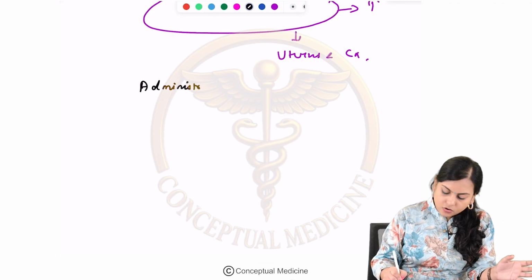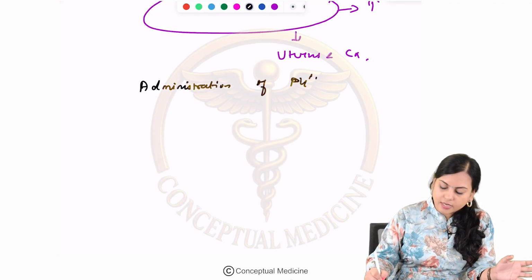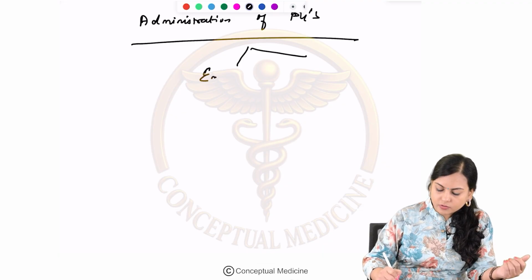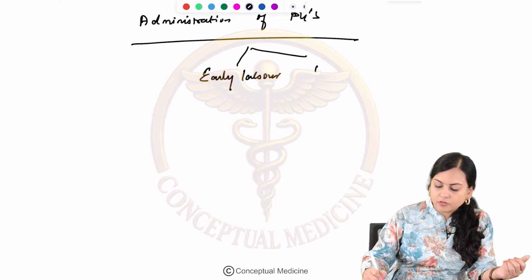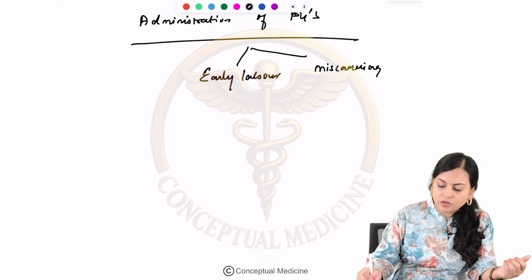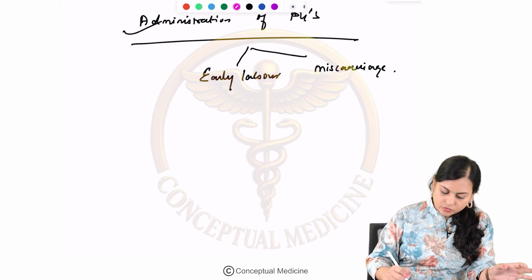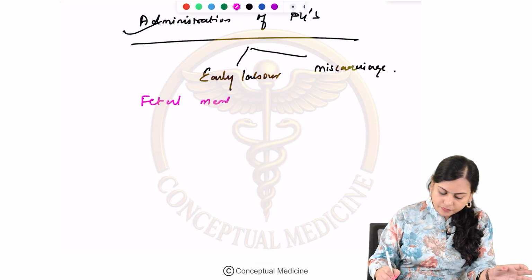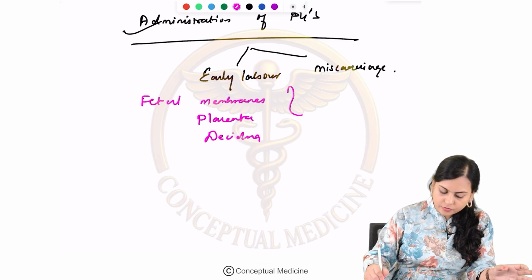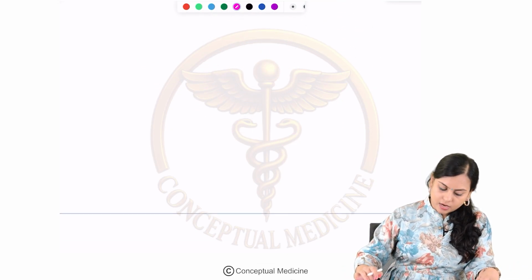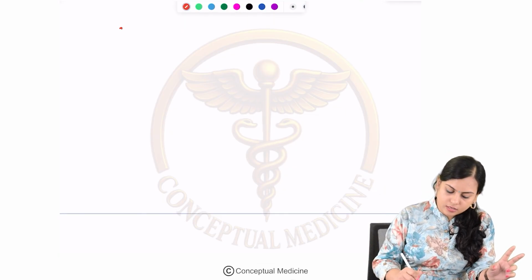Okay. So, administration of prostaglandins in early stage, before natural labor commences, can either lead to early labor or lead to miscarriage. So, this will be acting at all gestational ages. Throughout the pregnancy, this will be acting, right? So, fetal membranes, placenta, decidua also produce prostaglandins. Primarily, it is prostaglandin E2, then it is prostaglandin F2 alpha. Clear?